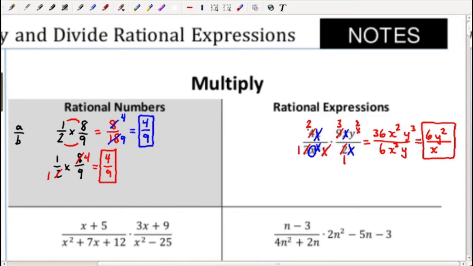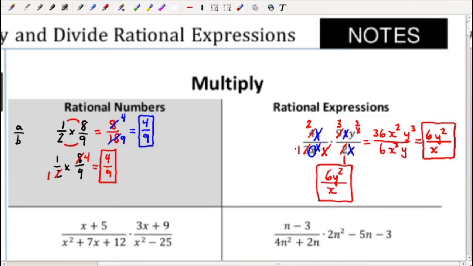And then I see what I've got left. So I've got my 2 and my 3 and my y squared on top. So 2 times 3 is just 6, and y squared. And on the bottom, I have this blue x that I'd circled. So I get the same final answer.